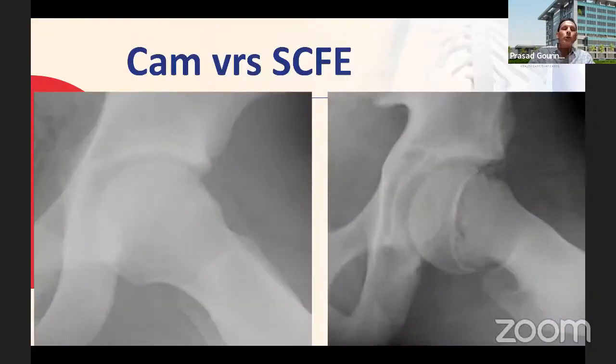One slide to show you the difference between a cam and a SCFE. In a cam, there's the epiphyseal extension sign, and the alpha point is covered by articular cartilage. It's epiphyseal. In a SCFE, the alpha point is bone from the metaphyseal prominence. So they're totally different. Idiopathic cam is different from SCFE because the bone at the alpha point is metaphyseal bone, while in a cam it is bone covered by articular cartilage.